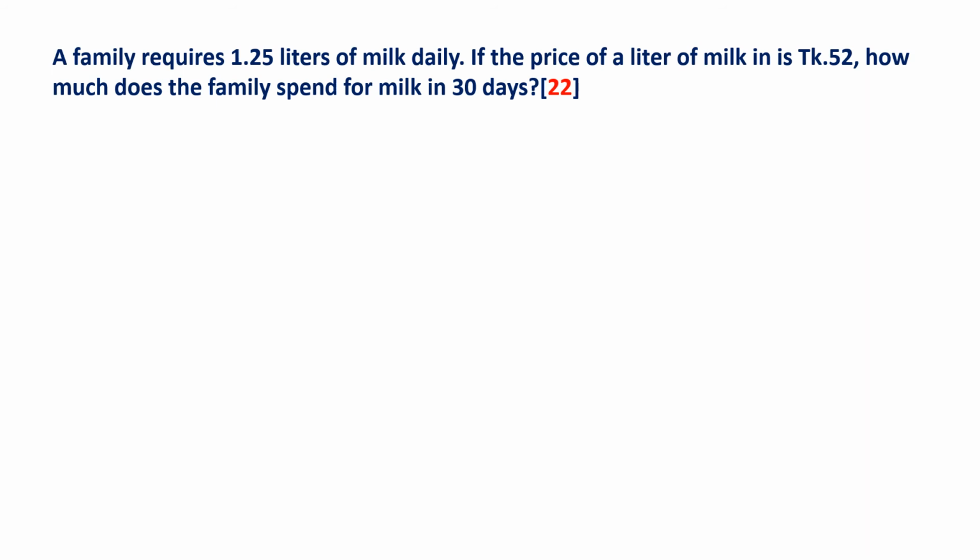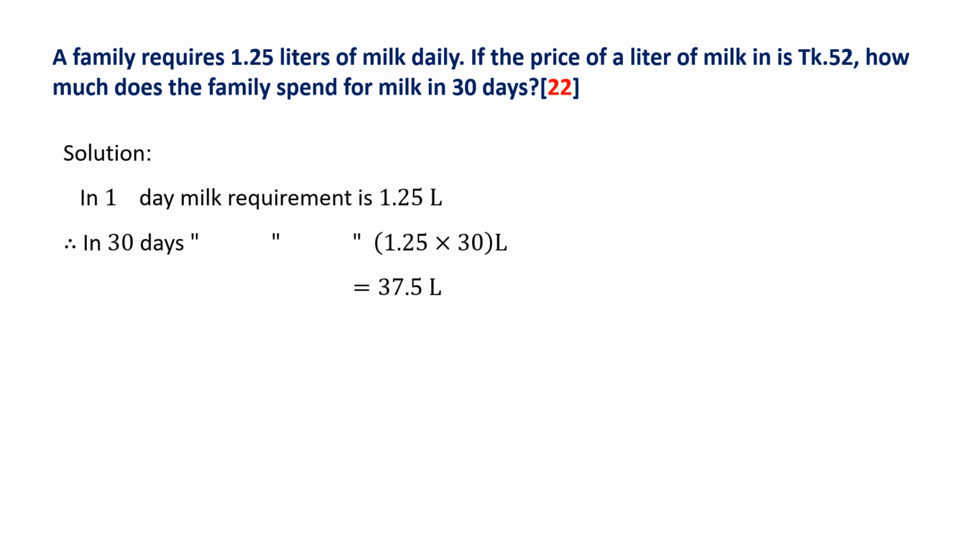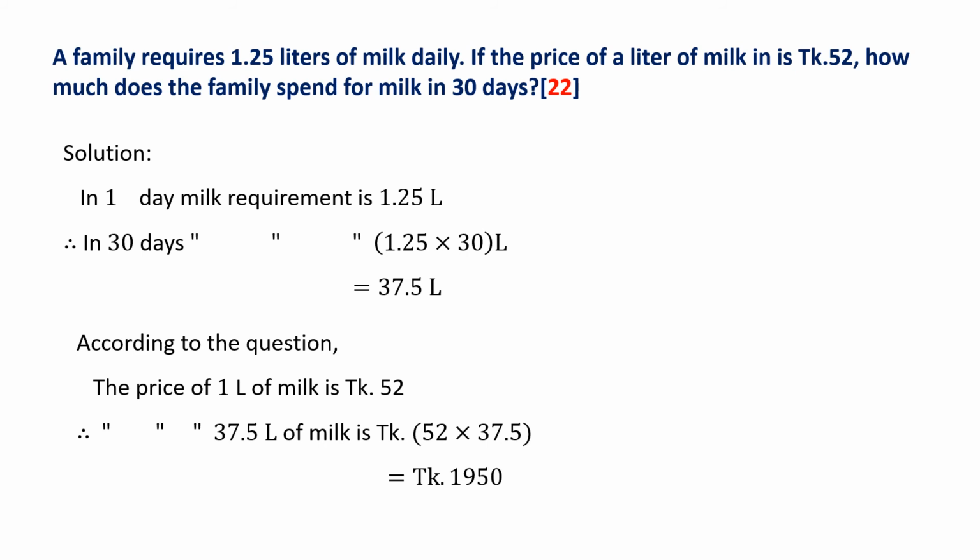Okay, let us jump forward to our next question, and this is question number 22 from your book. A family requires 1.25 liters of milk daily. If the price of a liter of milk is taka 52, then how much does the family spend for milk in 30 days? This is the most simple math. So in 1 day the milk requirement is 1.25, in 30 days the milk requirement is 37.5, and for a liter it costs 52, and for 37.5 it costs taka 1950. This is very simple math. I actually do not know why I added this math into this lecture.